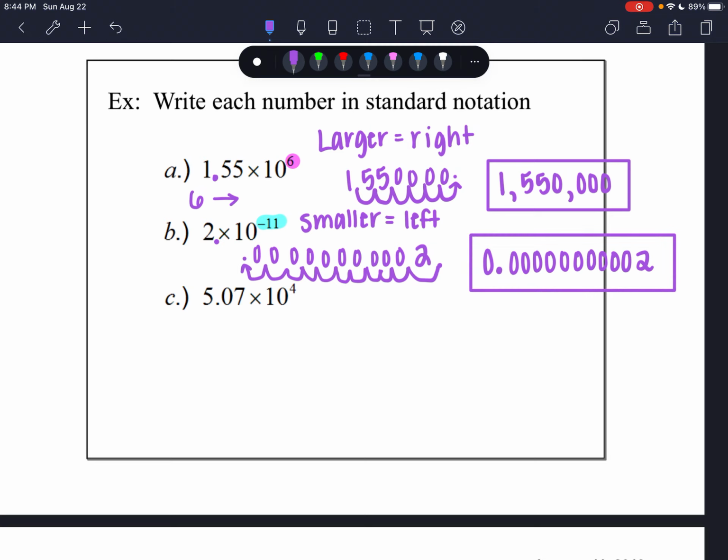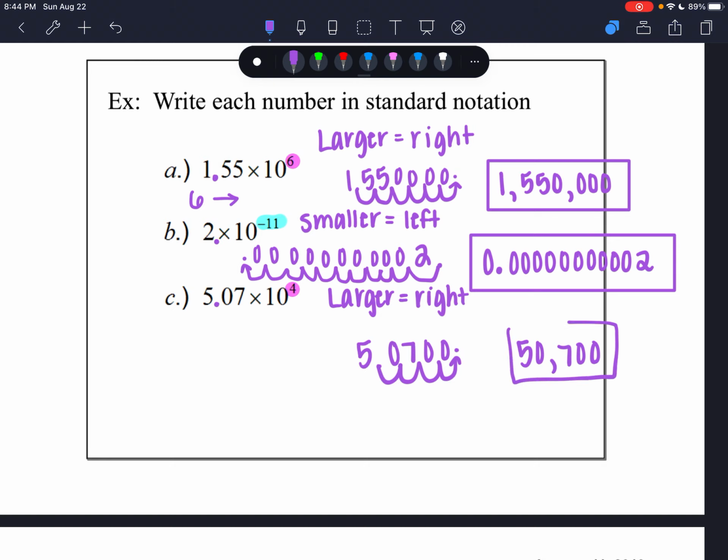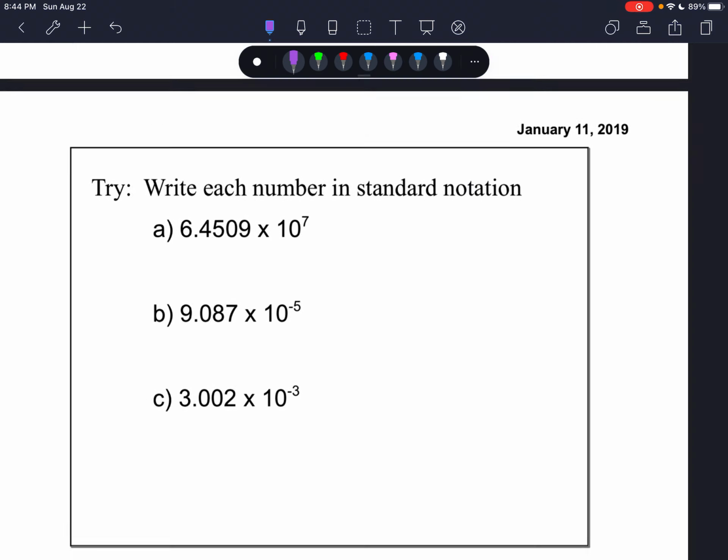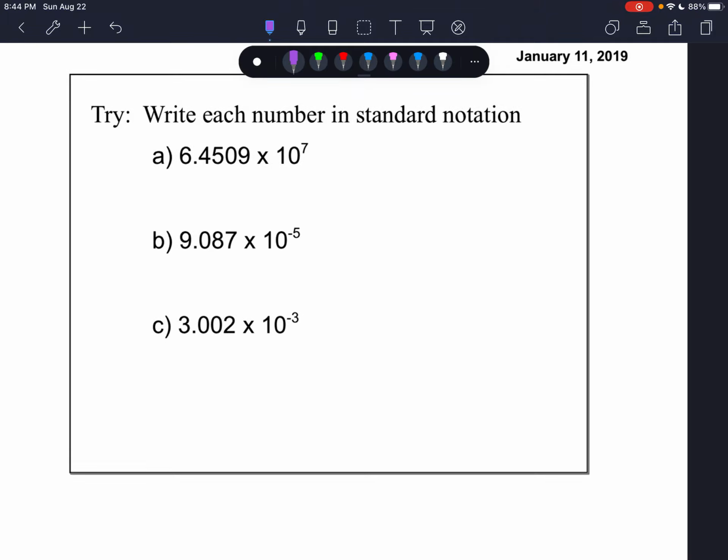Now let's try one more together. Again, I've got a positive exponent this time, so that means my number is going to get larger, indicating that my decimal movement is going to be to the right. So I'm going to take 5.07, and I'm going to take that decimal and move it to the right 4 times. 1, 2, 3, 4. And fill these empty places with zeros. And when I rewrite my number, I'll have 50,700. So go ahead and try these next ones without me. Pause the video, and when you're ready to check your answers, unpause.